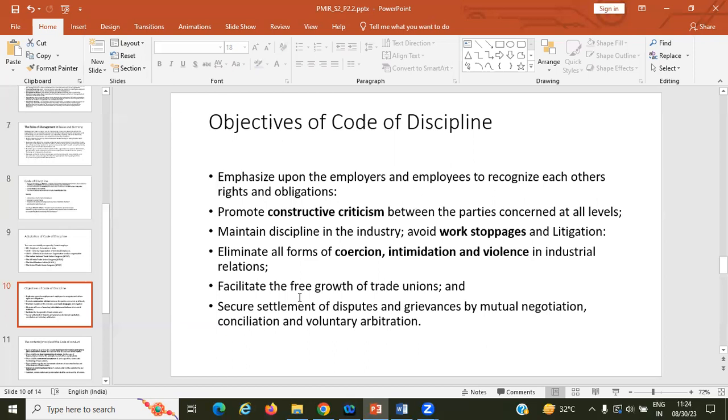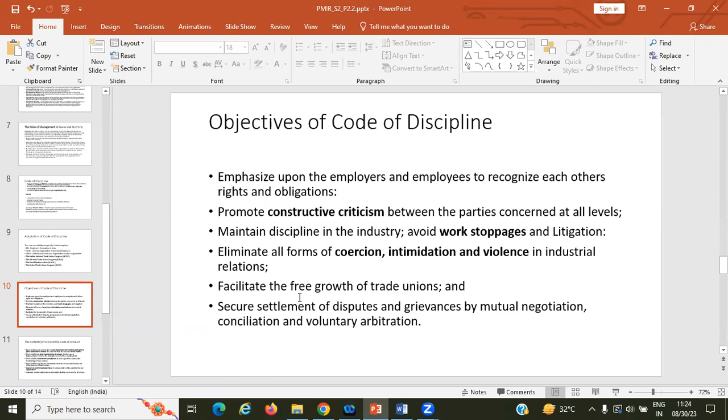If someone is not productive, what is going to be the impact? If someone is productive, what is going to be the impact on him? So how can you make a difference? That is constructive criticism. The Code of Discipline is like that. If you have given instruction to someone, or if you are explaining to someone, it is in a constructive manner, in a positive manner.